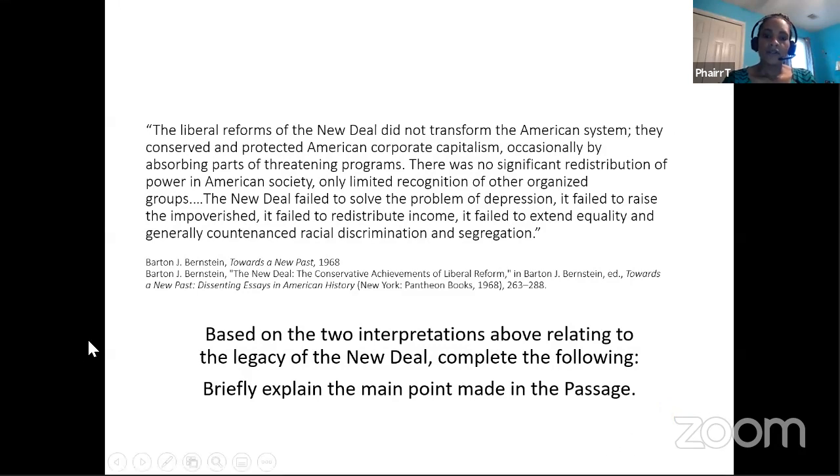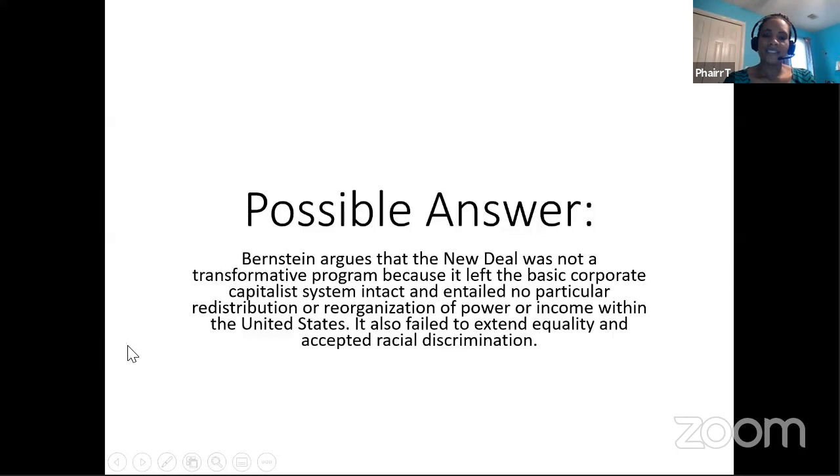All right, guys. The main idea or point of view that Bernstein was trying to make, a possible answer, could be this: he argues that the New Deal was not a transformative program because it left the basic corporate capitalist system intact and entailed no particular redistribution or reorganization of power or income within the United States. It also failed to extend equality and accepted racial discrimination. Thinking about his interpretation, remember this is 1968, so he was talking about policies put into place during the 30s and 40s. We're going to look at LBJ's attempt to fix what the New Deal did not do. Looking at racial discrimination, you're going to see the Great Society trying to fix those, as well as trying to extend equality.